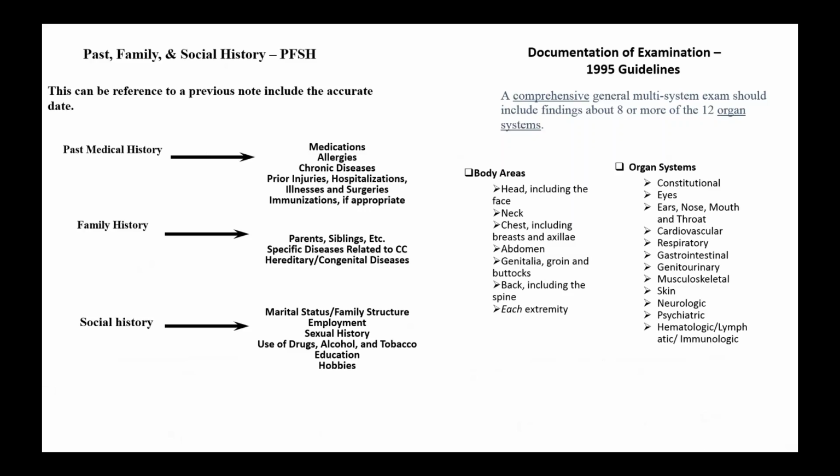We also need the examination. For the 1995 guidelines, we're looking for 8 or more of the organ systems, and I have them listed below.